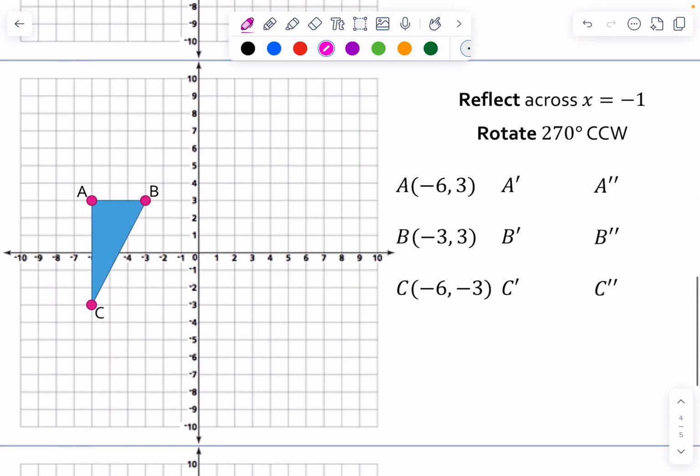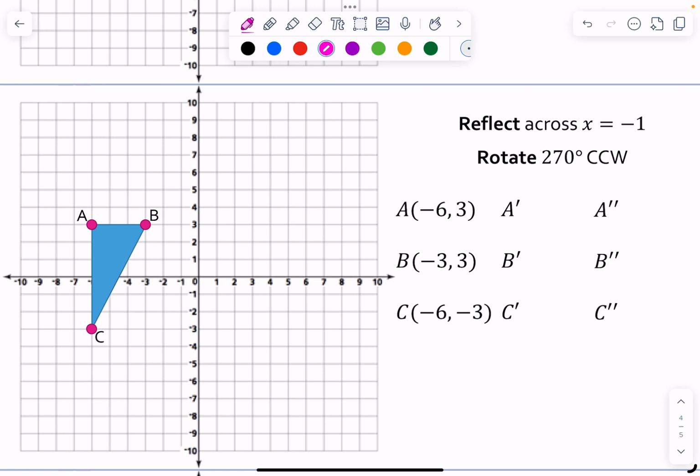Let's try another one here. On this one, we're going to reflect, so we're going to start there. We're going to reflect across the line x equals -1. So the first thing I'm going to do is draw that in. X equals -1 is a vertical line through the x-axis at -1. So now we're going to reflect this over. We're 2 away for B. So 1, 2.